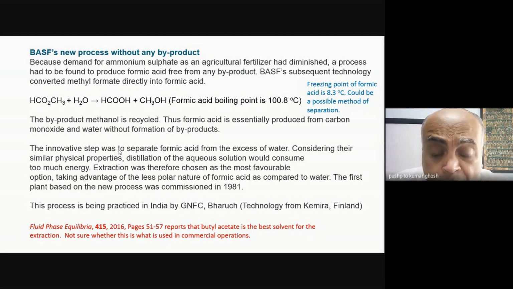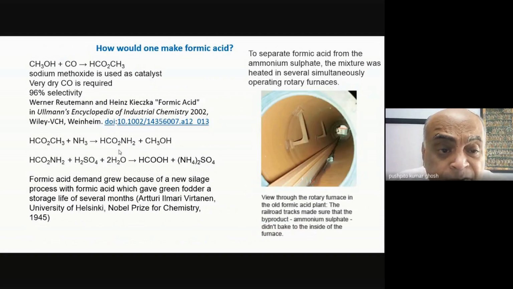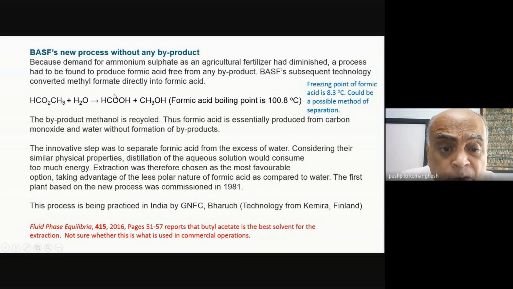And look, got it without generating all this stuff. Remember what Davis said, that it's better that you don't generate the waste than trying to utilize the waste. And look at this, it's a zero waste process. There's nothing else. I'm just hydrolyzing, getting back my methanol. I'm again doing carbonylation of methanol.